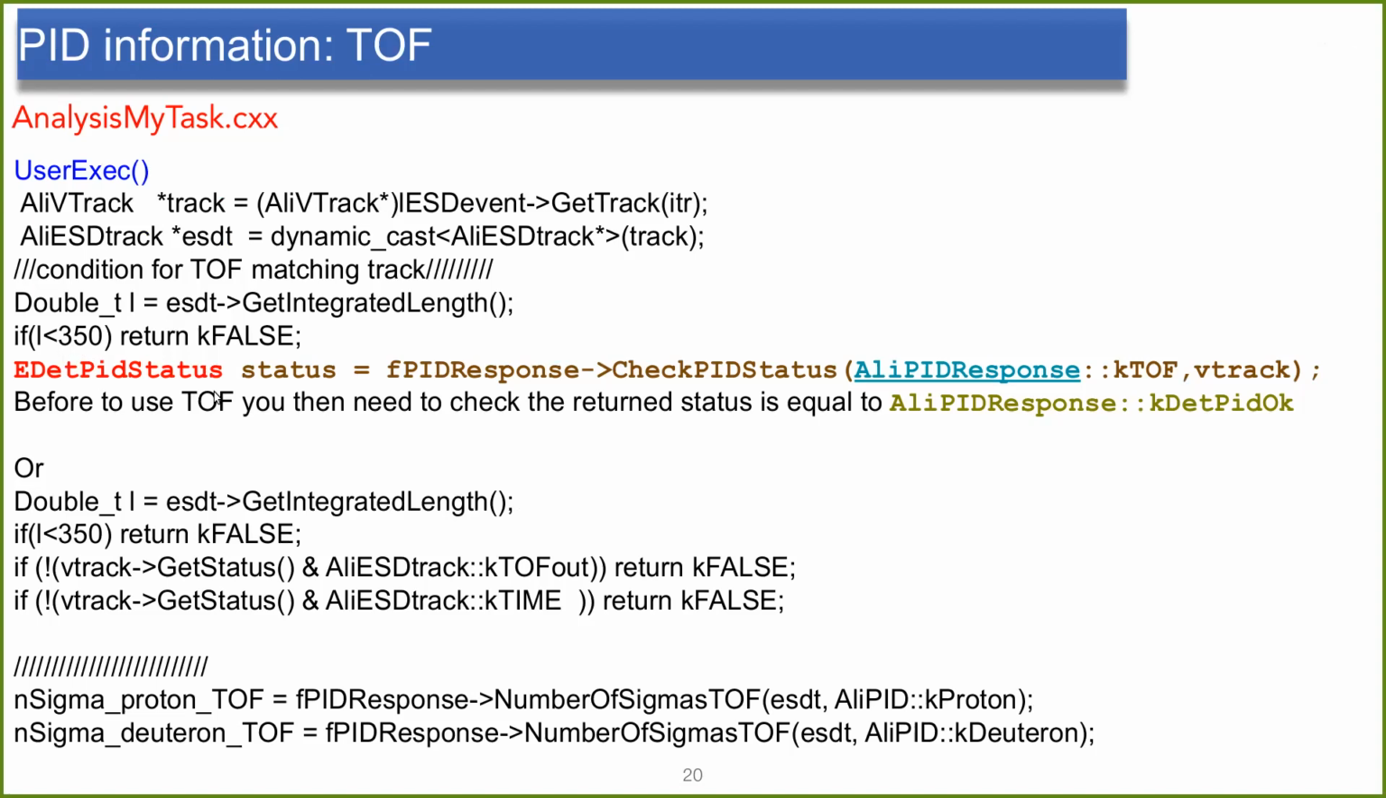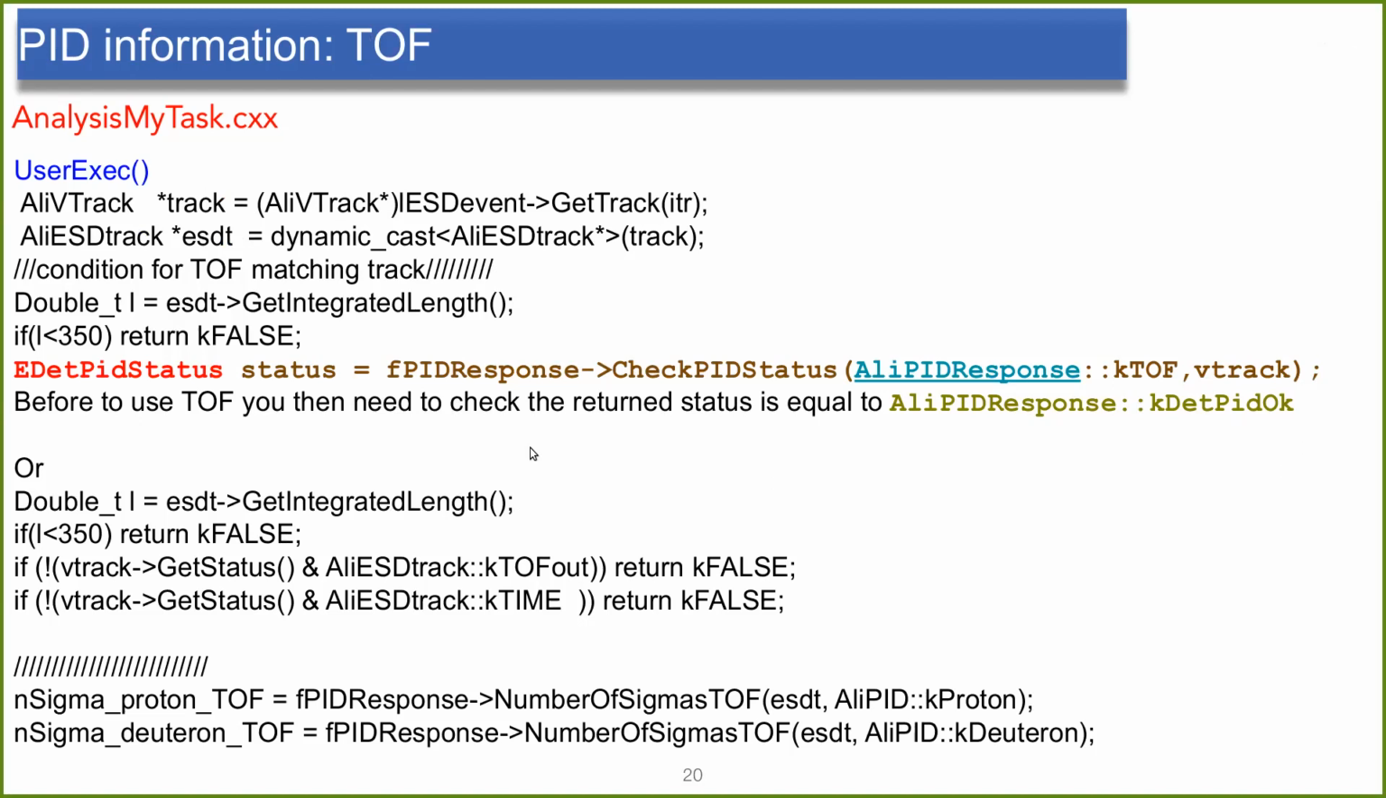Then we check the status, and one can check the status by just calling CheckPIDStatus, where in the first argument you need to put the detector name. So if you want to check if the track has any hit in the TOF or not, then you put the detector TOF. If you want to check this for the HMPID, then you put HMPID. And the second argument is the object of the AliVTrack. Just remember that this information is stored in the AliVTrack, not in the AliESD track. Then you will get a status.